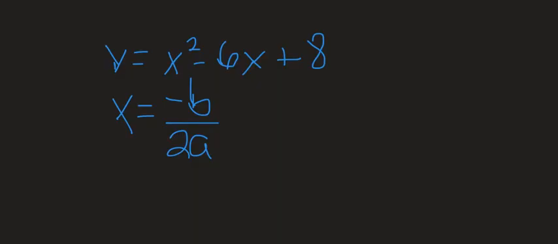So we've got y equals x squared minus 6x plus 8. Our axis of symmetry formula is right here. Negative b over 2a. So let's go ahead and substitute in. So we've got negative. Our b is negative 6.